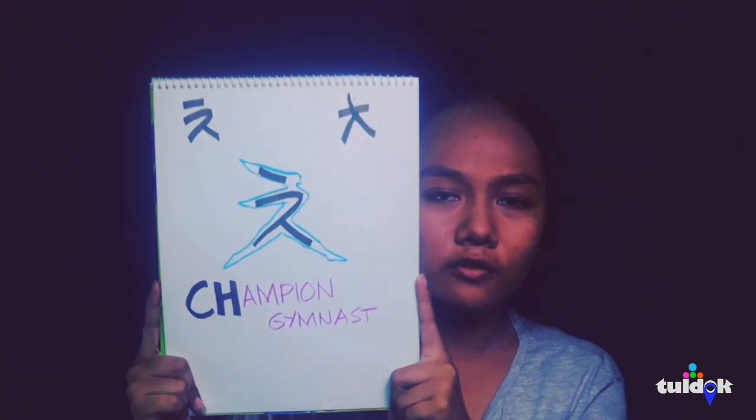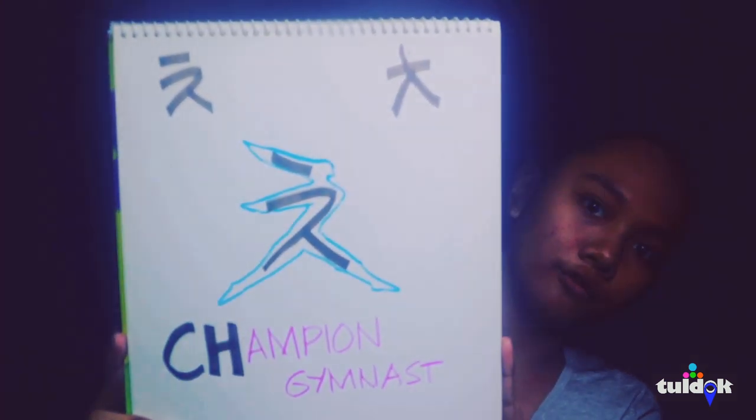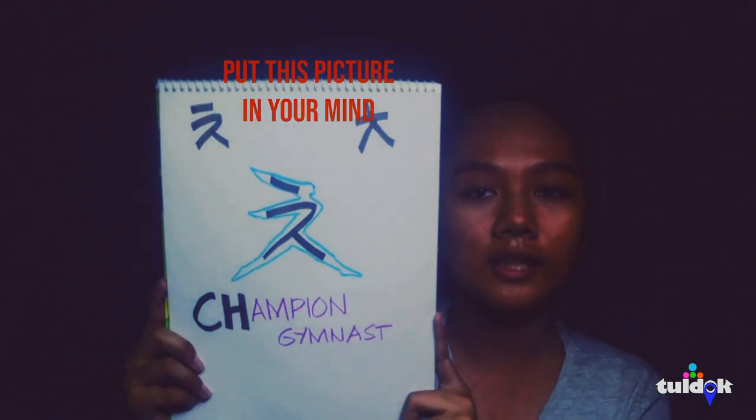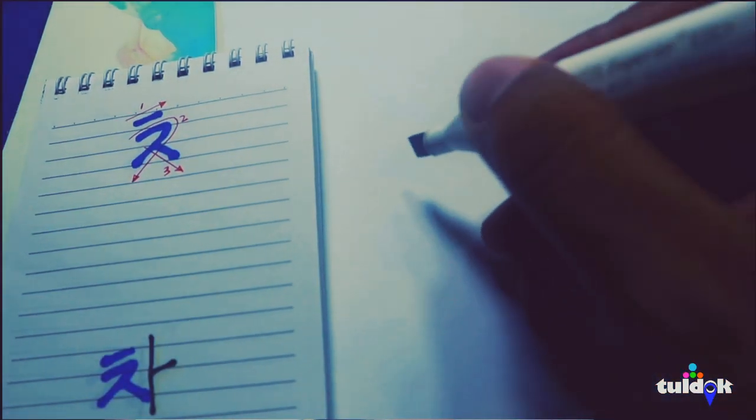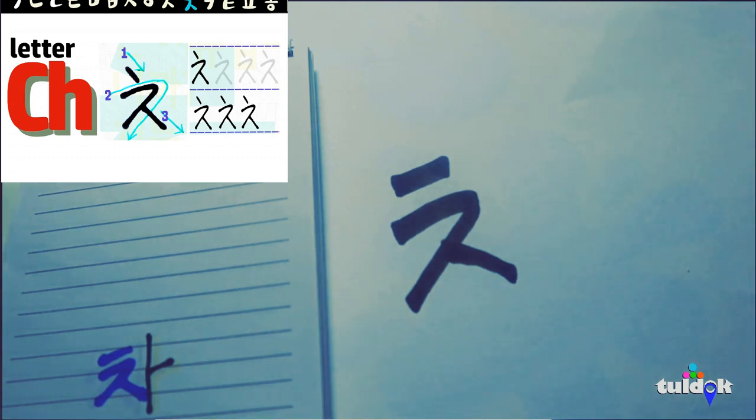Next letter is CH. I want you to think of this image. It's a girl jumping, doing her winning move. For CH in Korean, it's a three-stroke letter. Just write it like this. 1, 2, 3. Always write from left to right, top to bottom. Make sure to follow the order.